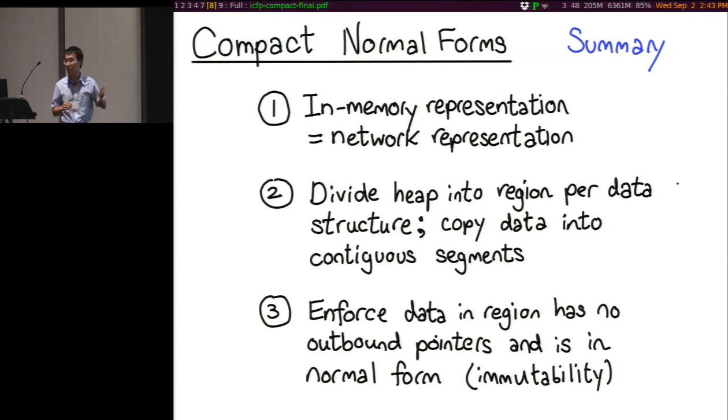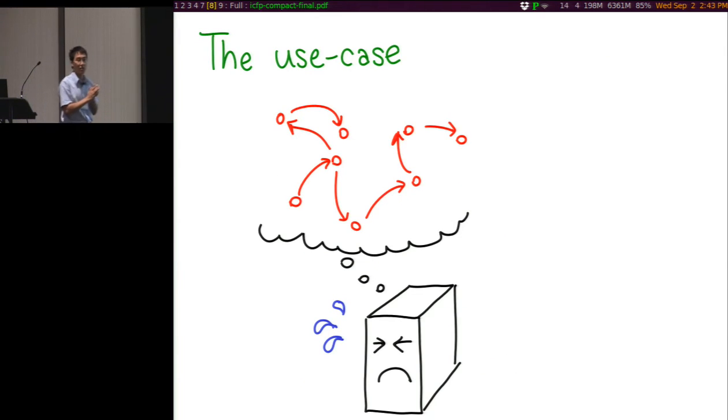And this, it turns out, is enough to get the benefits you want. But let me talk about this in more detail. So in the traditional model, you're going to do some computations, and these computations are going to result in data structures that are throughout your heap.